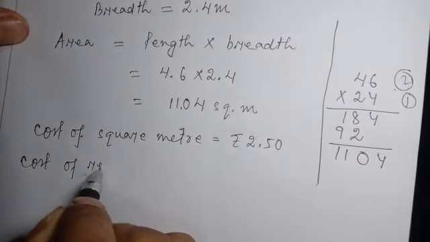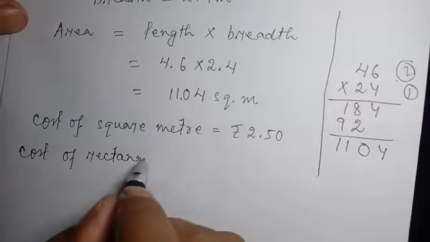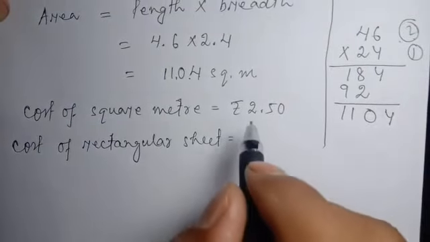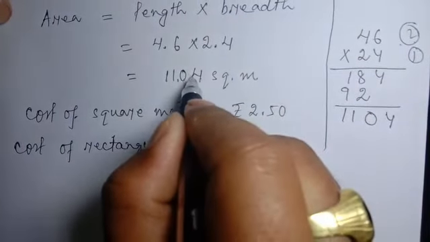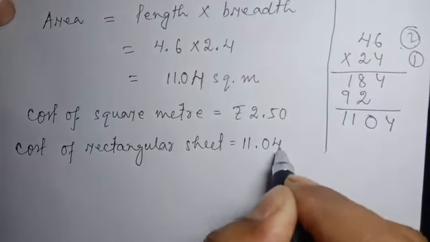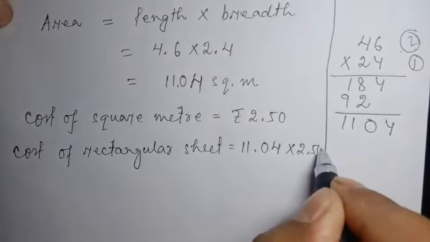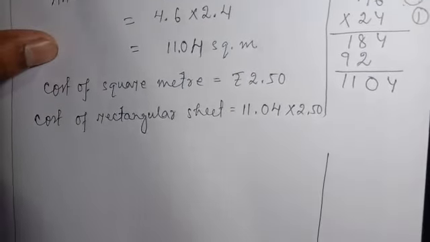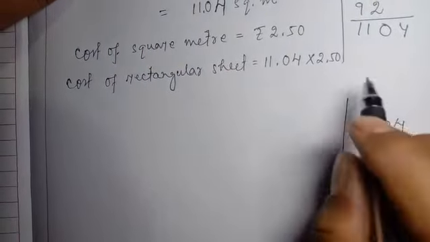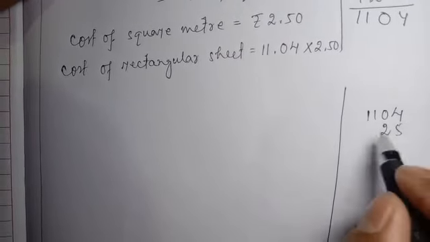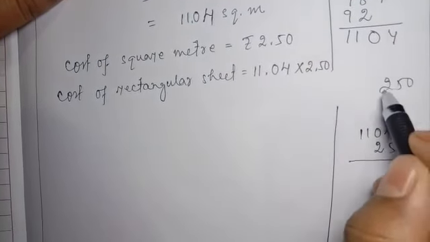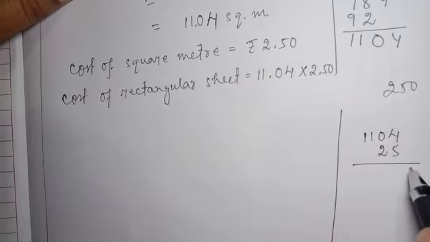Cost of rectangular sheet. You multiply these two. It is not 0.4, it is 11.04 into 2.50. You multiply these two numbers. When you multiply, remove the decimal point, that is 25. Without the decimal point, it will be 250. You multiply with only 25. For this 0, you put 0 here.